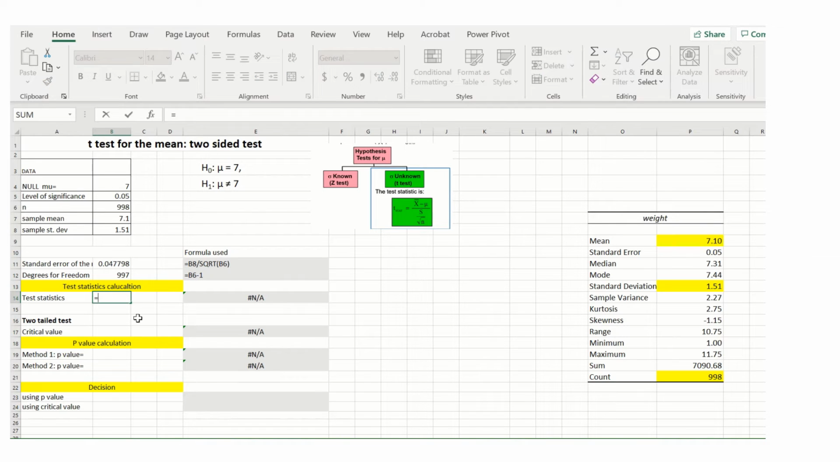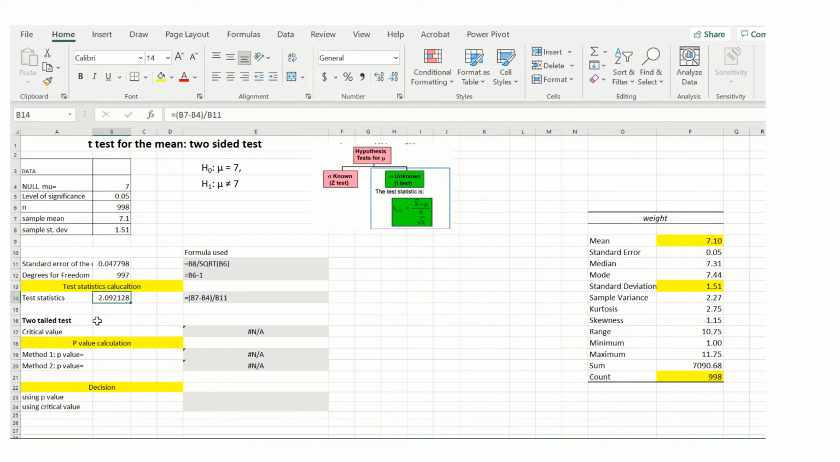So let me write down the formula first. We get the sample mean, subtract the hypothetical value, the population mean, and divide by the standard error of the sample mean. So we get a number, 2.09, in a student t-distribution; that is the value on the x-axis.